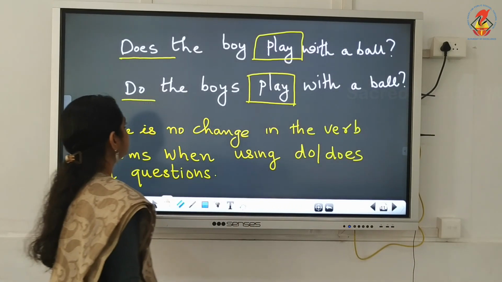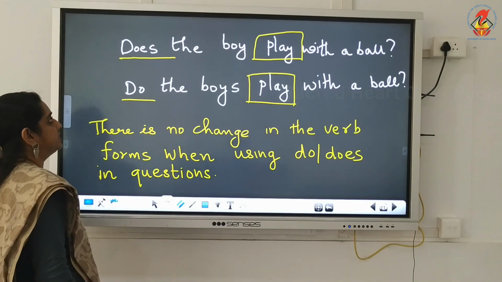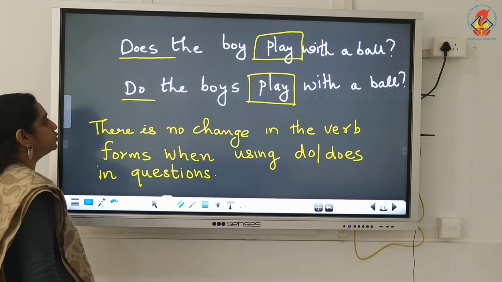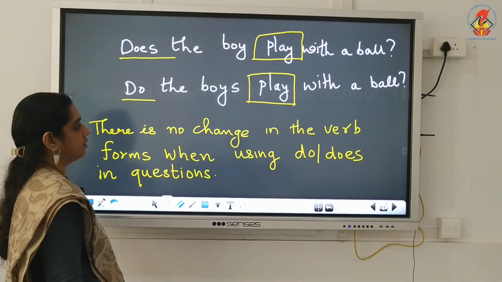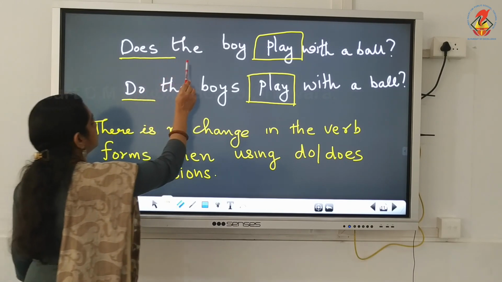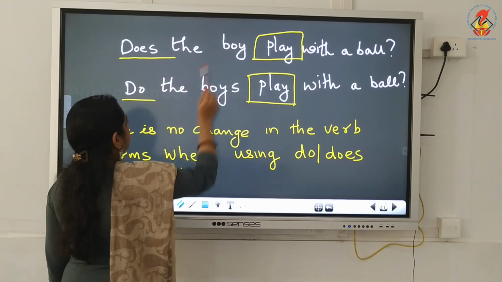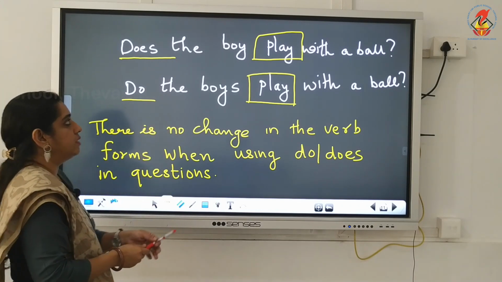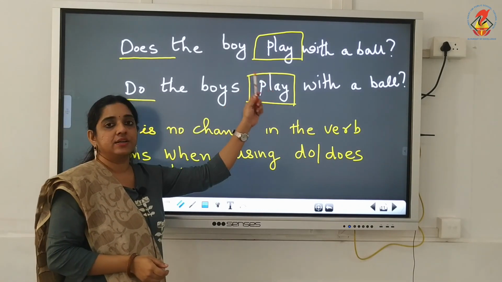Now, does the boy play with the ball? Do the boys play with the ball? See how I have used does and do. Does is used for singular, the boy. Do is used for plural, the boys, but the verb is always constant.